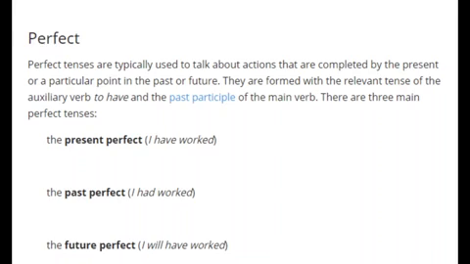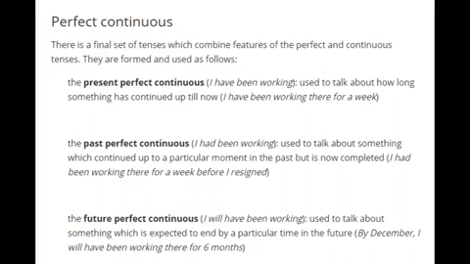Now perfect continuous. That means in this tense, half of the work is done and still the work is not completed and is going on. In those instances we use perfect continuous tense. There is a final set of tenses which combine features of the perfect and continuous tenses. They are formed and used as follows.